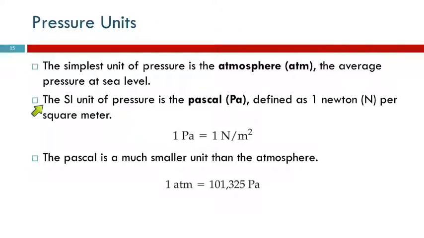The official SI unit of pressure is the Pascal, abbreviated capital PA. That's defined as 1 Newton per square meter. So 1 Pascal is a Newton per square meter. That's a force over an area. So newtons per square meter. We don't use that one in chemistry much at all. The Pascal is a much smaller unit than the atmosphere. 1 atmosphere is 101,325 pascals.